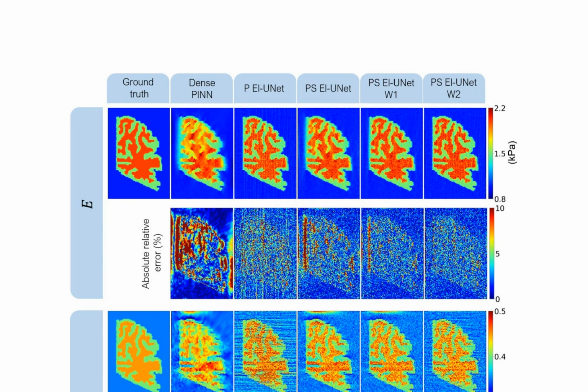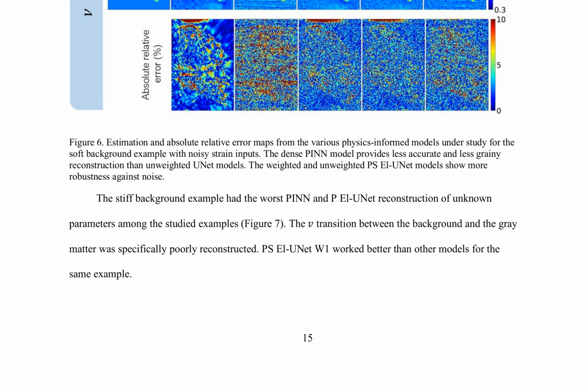The physics-informed models under study are evaluated for their performance in estimating unknown parameters in the soft and stiff background examples. Figure 6 presents the estimation and absolute relative error maps for the soft background example with noisy strain inputs, revealing that the dense PIN model provides less accurate and grainy reconstruction compared to unweighted UNet models. In contrast, the weighted and unweighted El-UNet models demonstrate more robustness against noise.